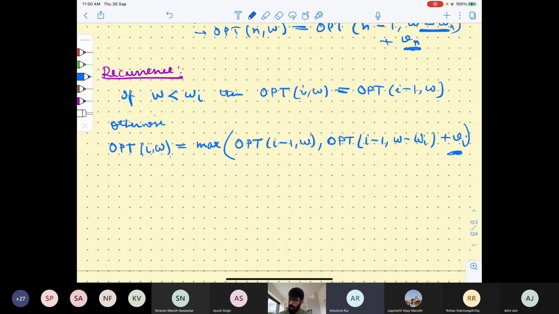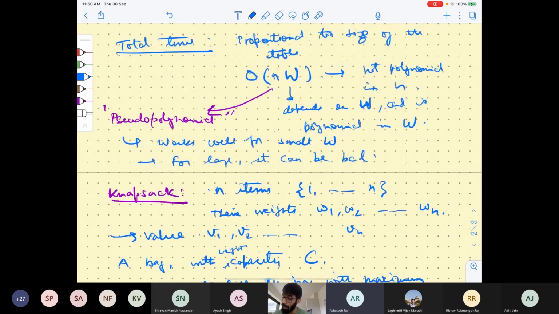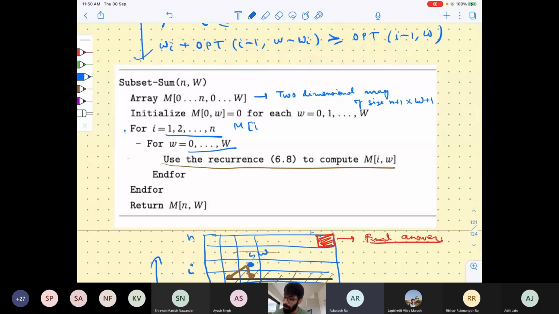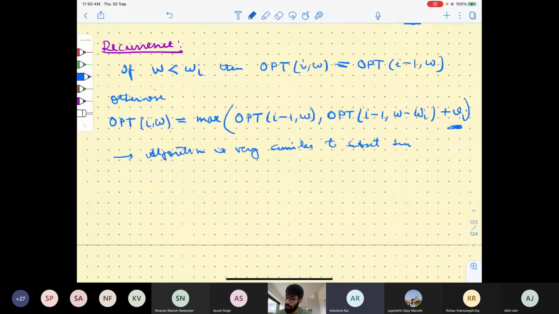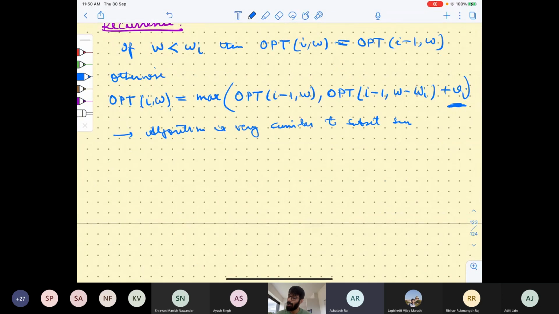That's it. And the algorithm is very similar to subset sum. In fact, the only line that will change in the algorithm is just this line. Use some other recurrence to compute m of i comma w, and everything else remains the same. And in the recurrence, just here you get a vi instead of wi. Nothing else changes, right?